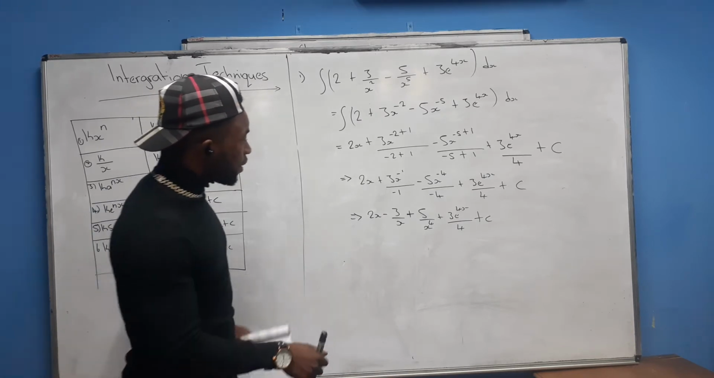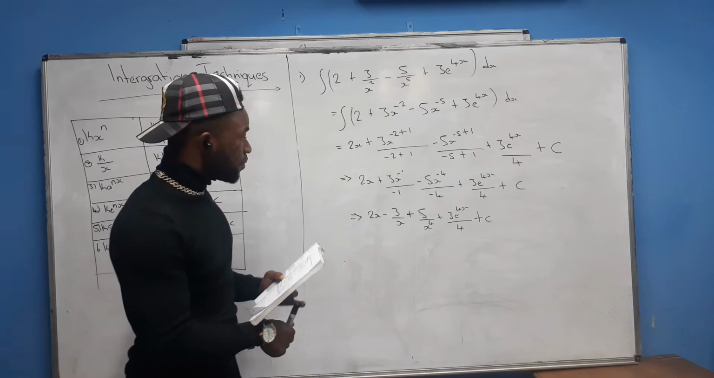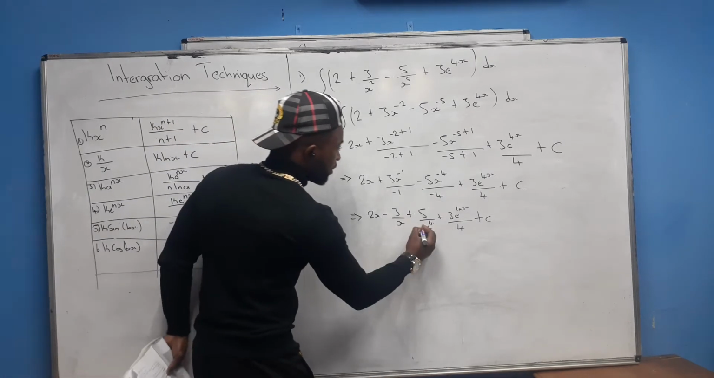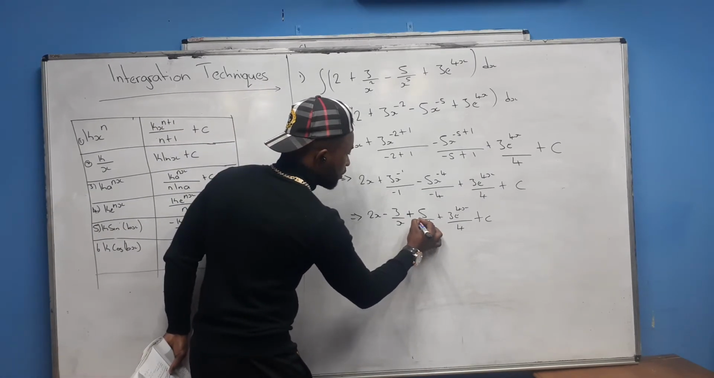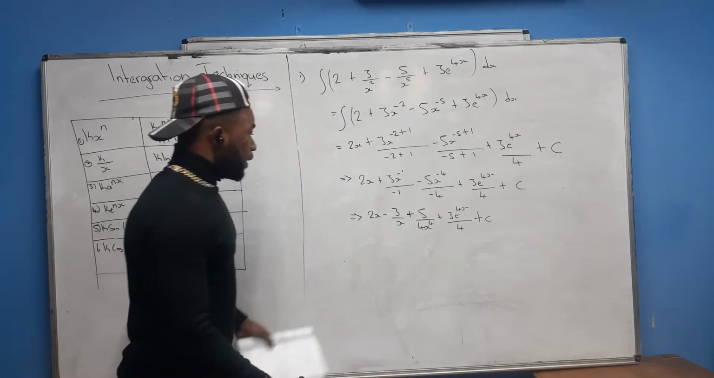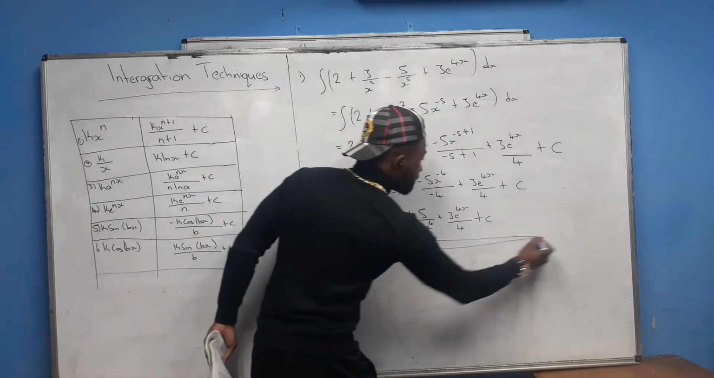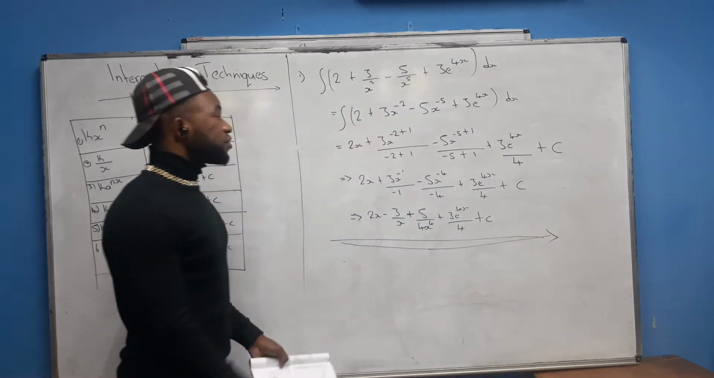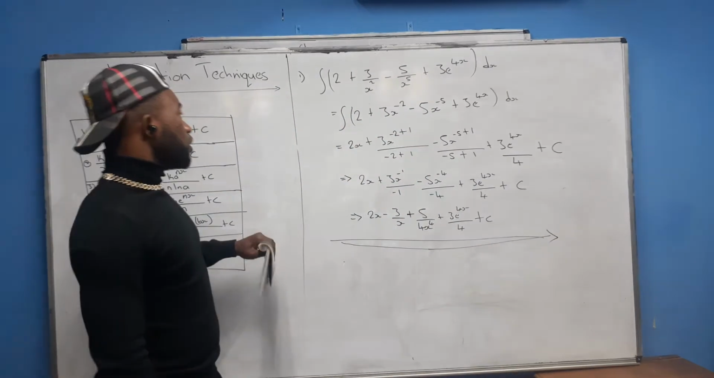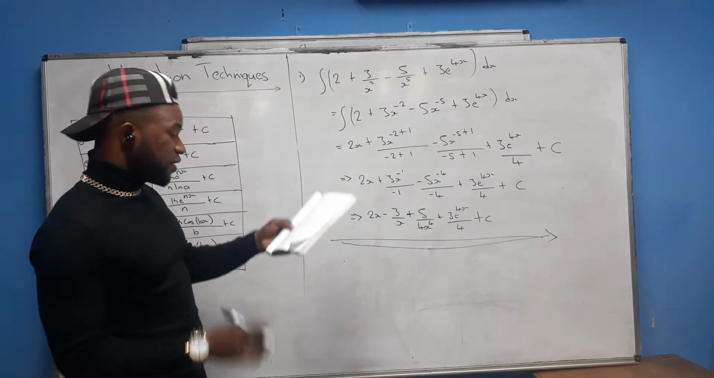Alright, let me see if I didn't skip something. Okay, I forgot to write my 4 here. Remember I was having a negative 4 here. So this is my final answer. This is the technique that you use when you are integrating. So this is the first example.